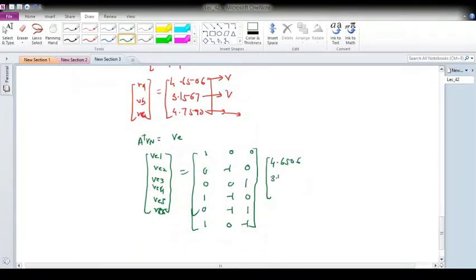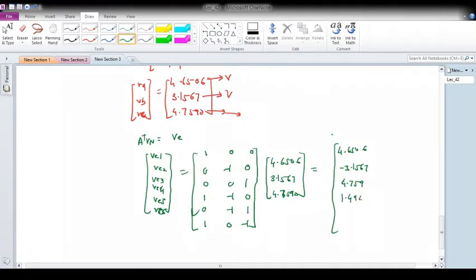you got it 4.6506, 3.1567, and 4.7590. So the resultant I got is 4.6506 minus 3.1567, 4.759, then 1.494, 1.6024, and minus 0.1084. So this will be in volts. Okay, so this way also, by the use of graph theory, you can solve the network.